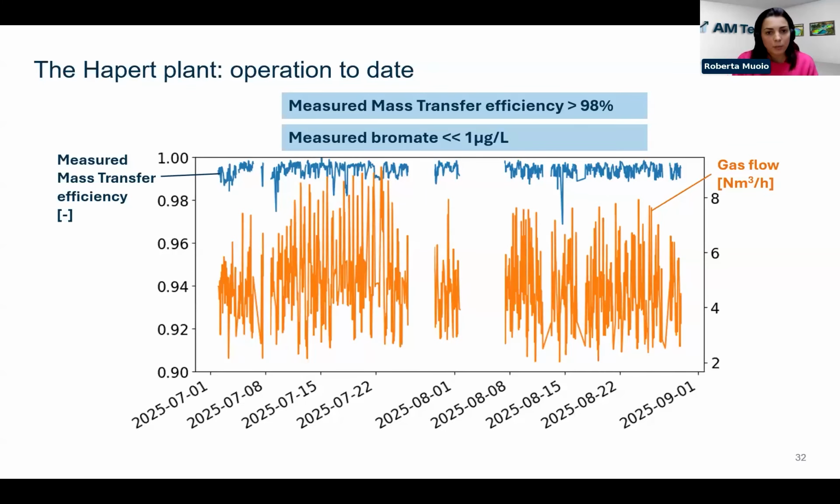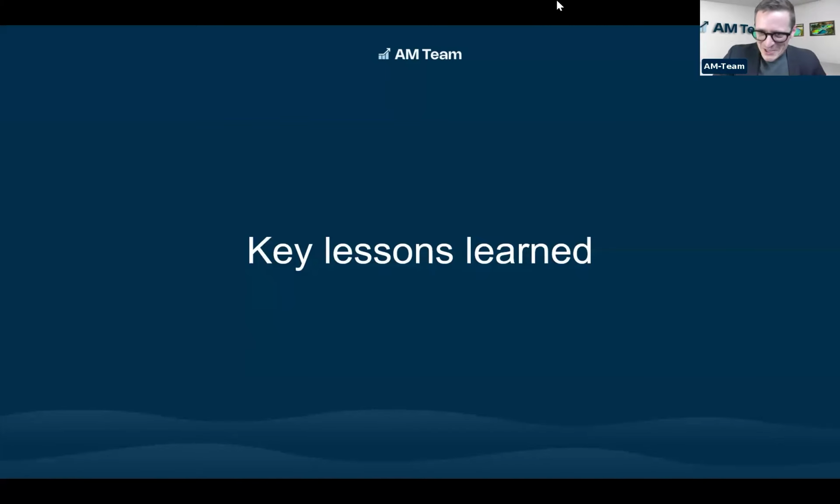So based on this first implementation of this type of reactor, several other utilities, both in the Netherlands but also internationally, have now decided to implement, or to at least consider, this co-current design as well in their ozonation reactor implementation. Thanks, Roberta, for walking us through the design.